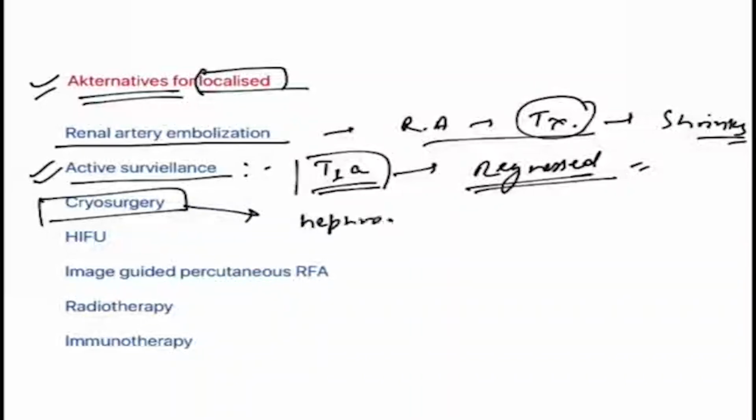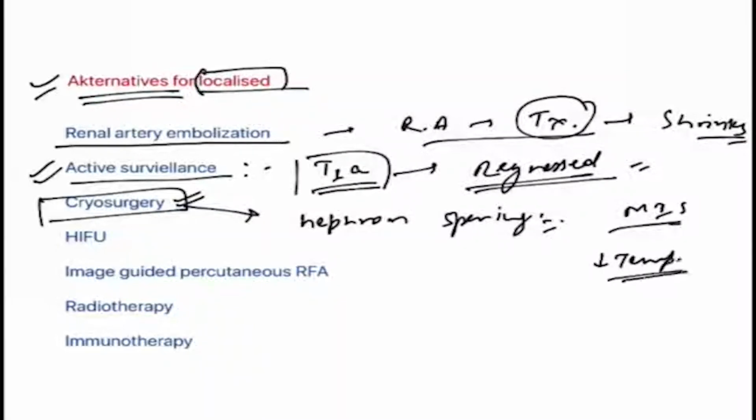Then cryosurgery also can be done, in which nephron sparing surgery, that is partial nephrectomy, is done by a minimally invasive approach using cryosurgery, so decreasing the temperature to kill the tumor cells.